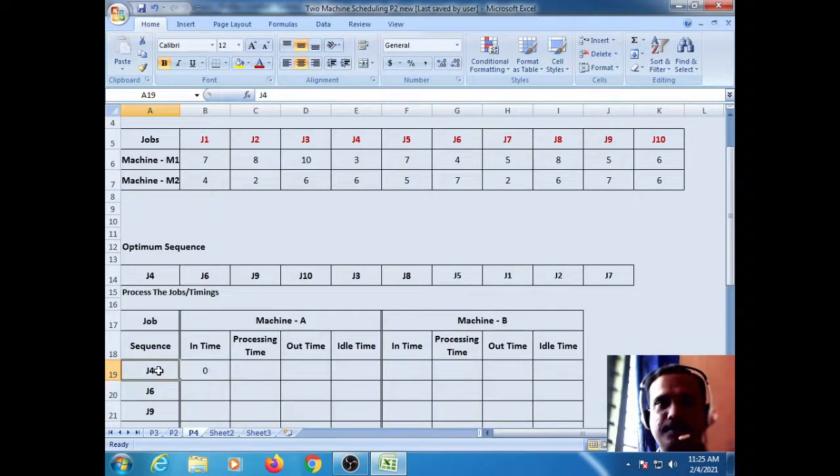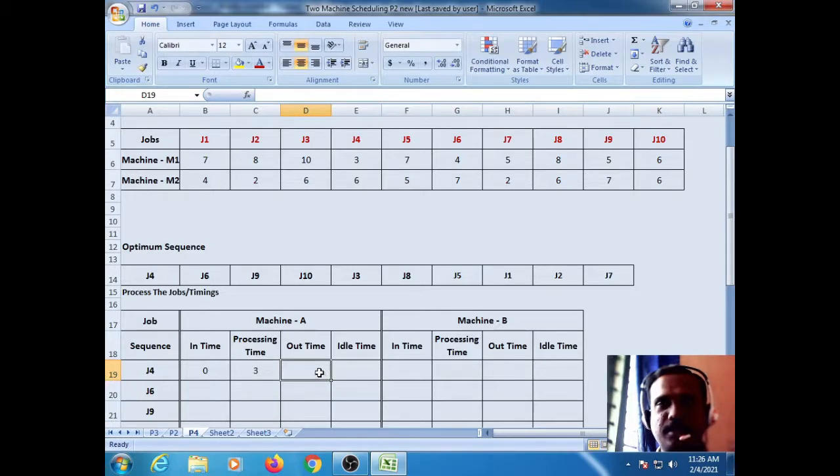Here we need the processing time for job 4. For job 4 we have two processing times, 3 and 6. Which one do we take? We take machine M1, that is machine A. So here I take 3. The processing time is 3.